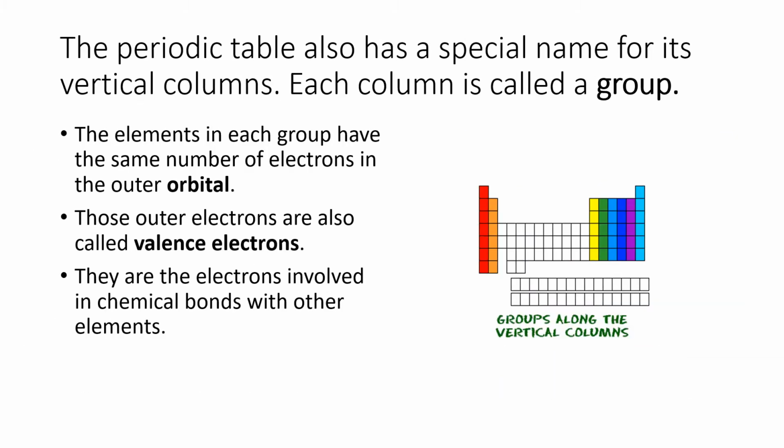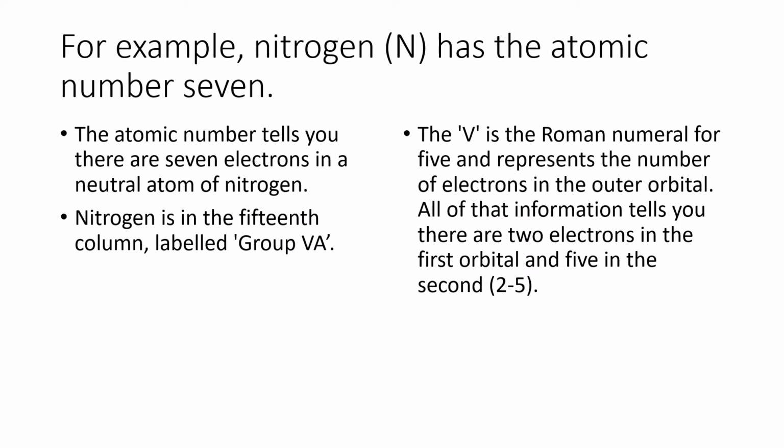The periodic table has a special name for the vertical columns. Each of them is called a group. So the elements in each group have the same number of electrons in the outer orbital. These are called valence electrons. In a couple of classes I mentioned these, and these electrons are involved in chemical bonds with other elements. For example, nitrogen, which has an atomic number of 7, is in the 15th column and it's labeled group 5A or VA, right? So the Roman numeral is for 5, so you'll know that it has 5 valence electrons.